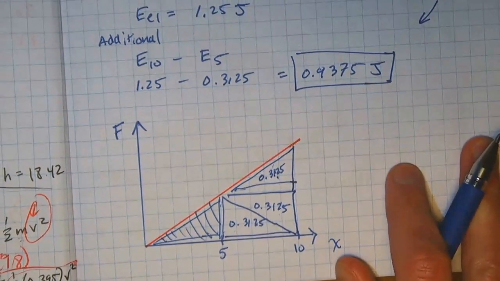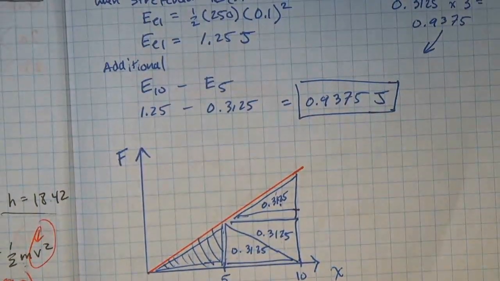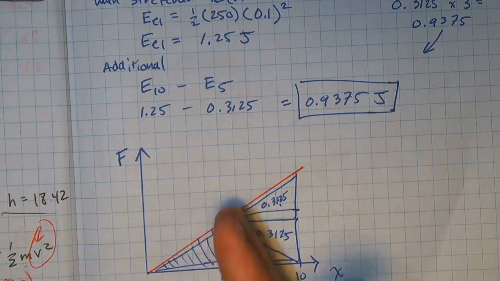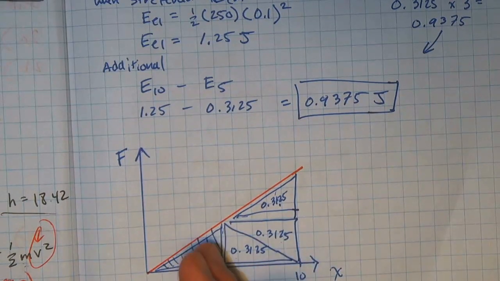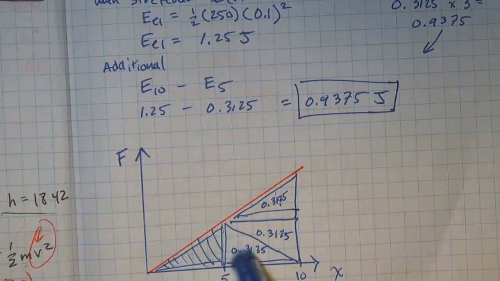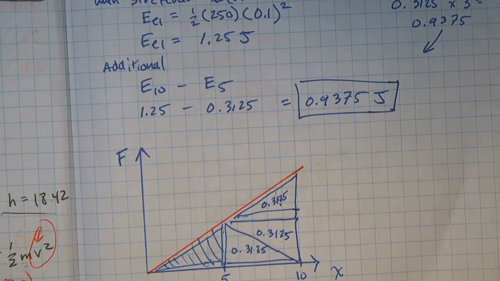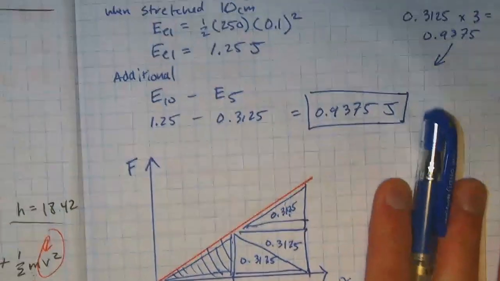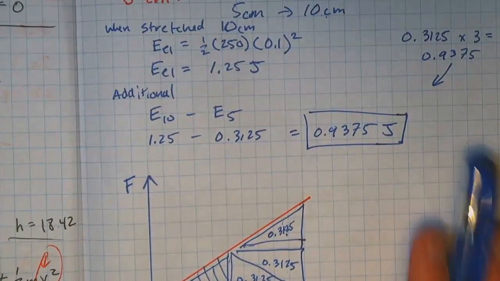So what's the point of this? The point of this is to show you that when you add the energy, if you double the stretch, it does not double the amount of energy. In this case, it actually quadrupled it, 4 times the amount of energy we added. So that's the point of that question and why that's there.